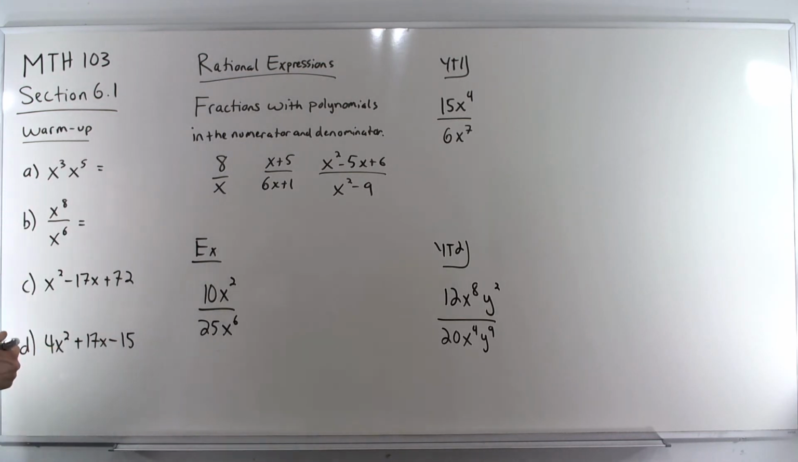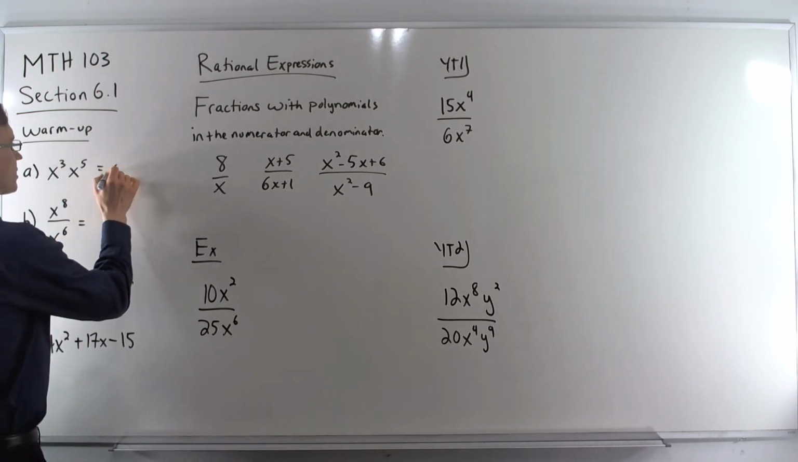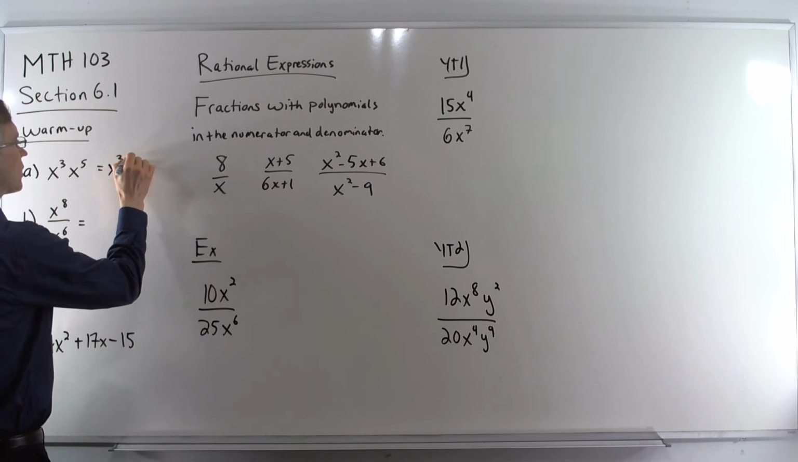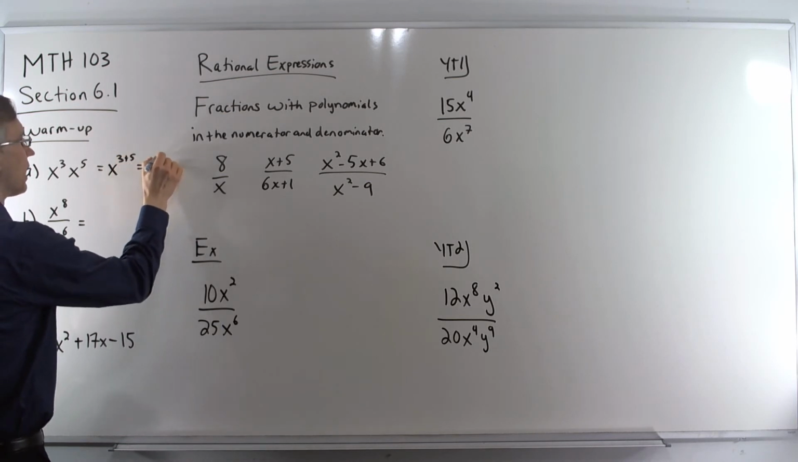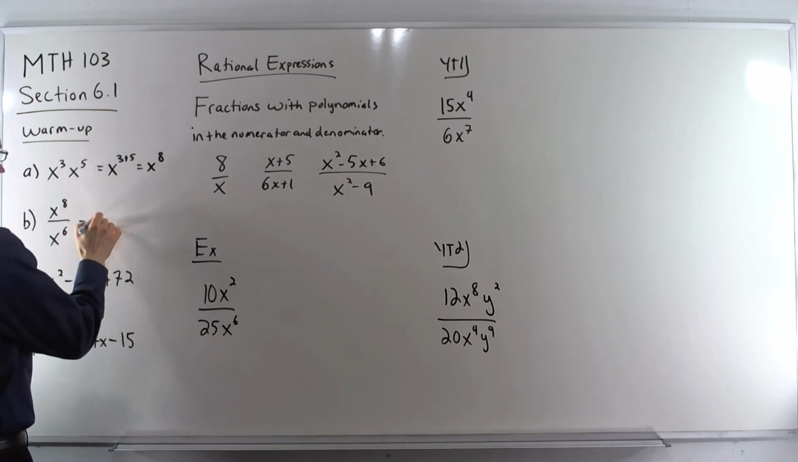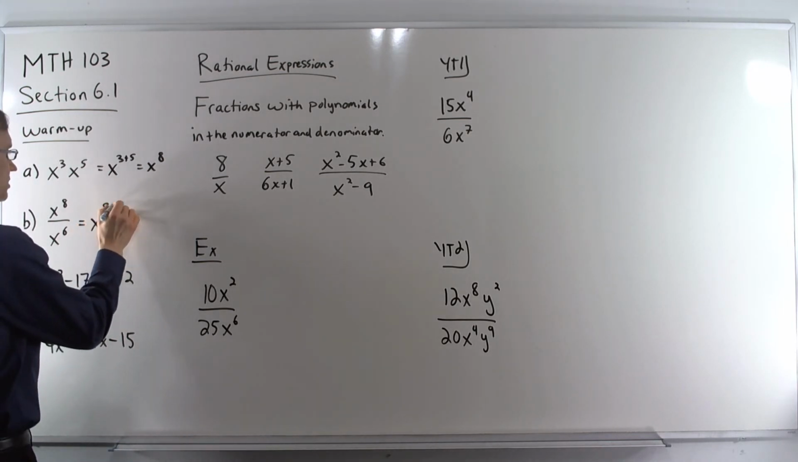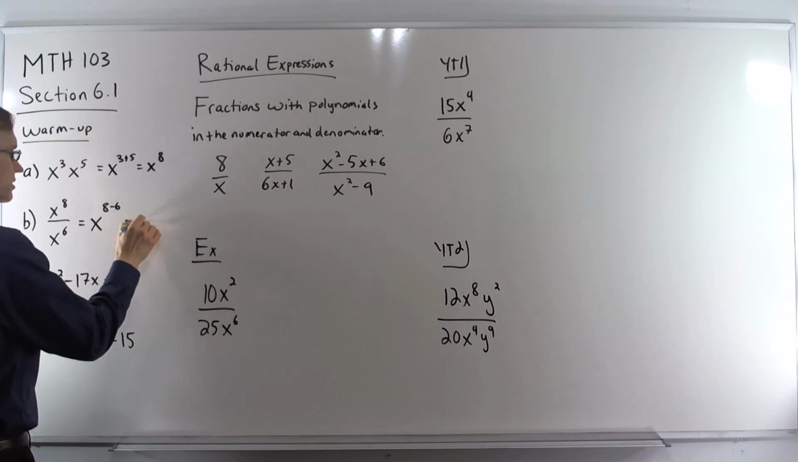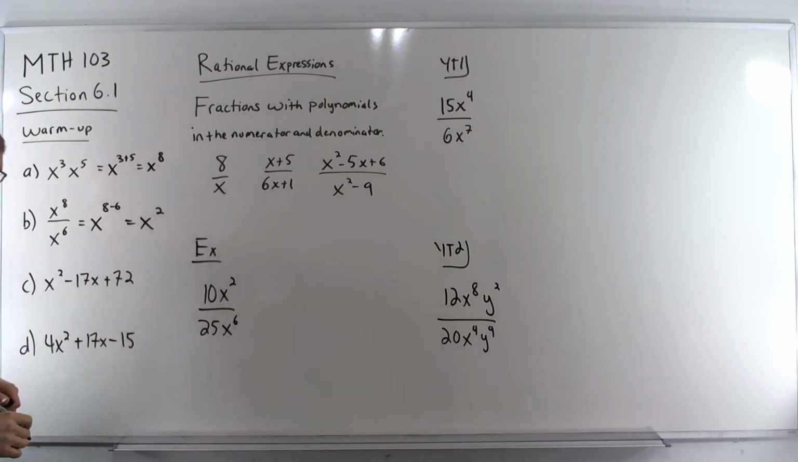First one, part A, we're multiplying exponentials. So we're using the product rule. We're going to add the exponents and get x to the 8th power. Second one, quotient rule. Here we're subtracting the exponents, x to the 8 minus 6, or x squared.